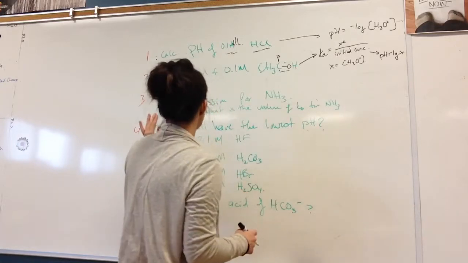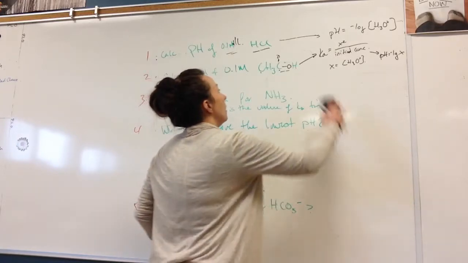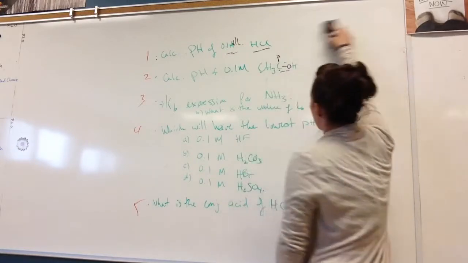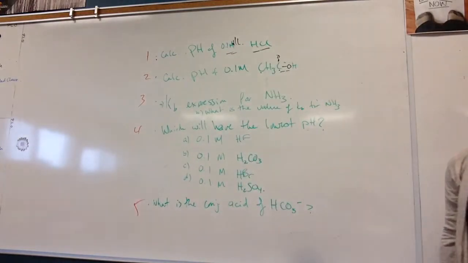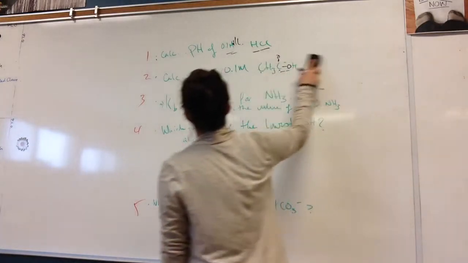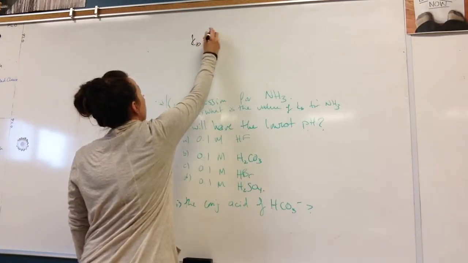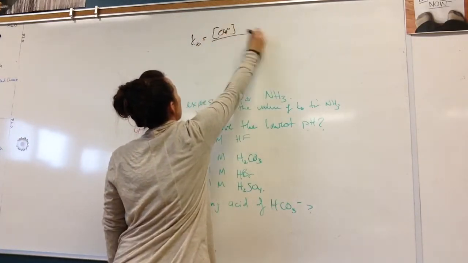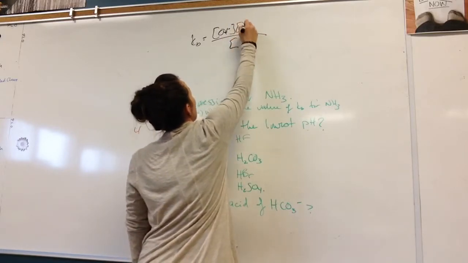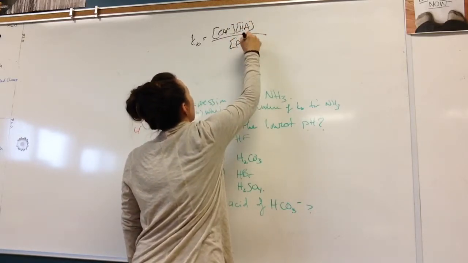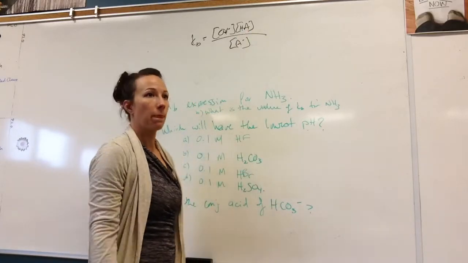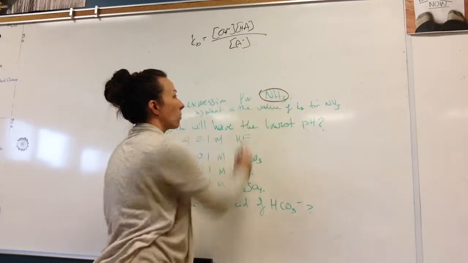Okay. Question 3. So this is another concept that kind of gets left in the works a little bit. The Kb expression for ammonia. So, Kb equals, what is the general formula? OH minus, OH minus, HA. Right? Okay. I'm asking for ammonia.